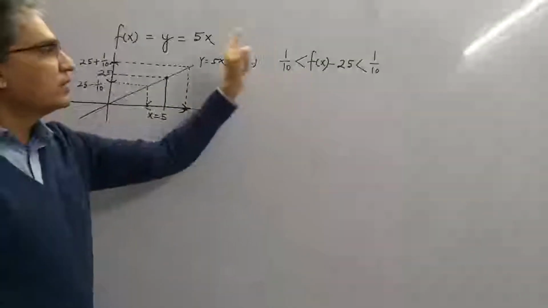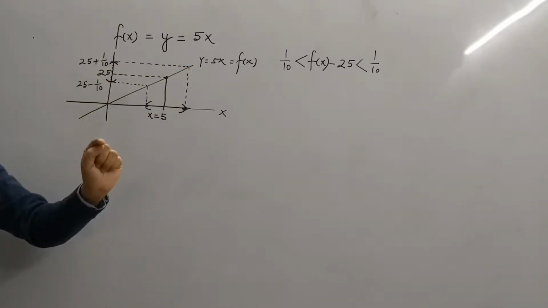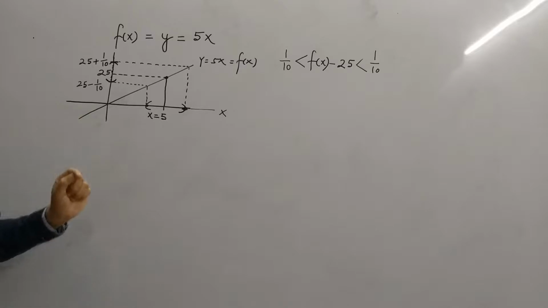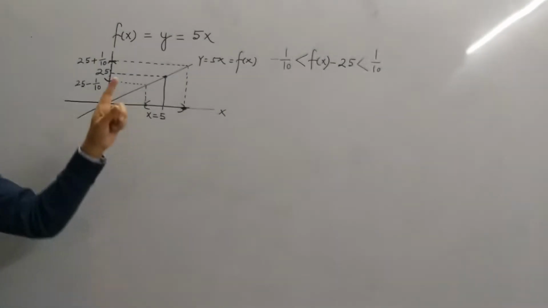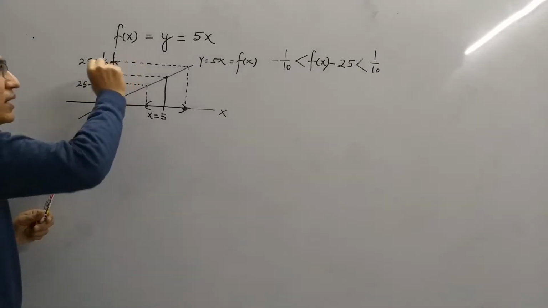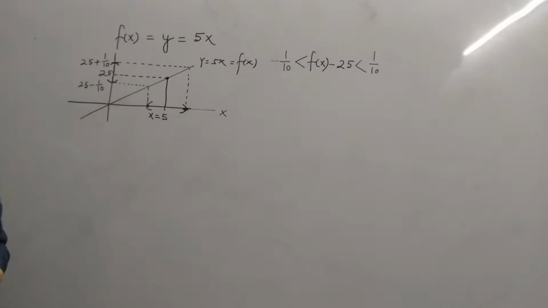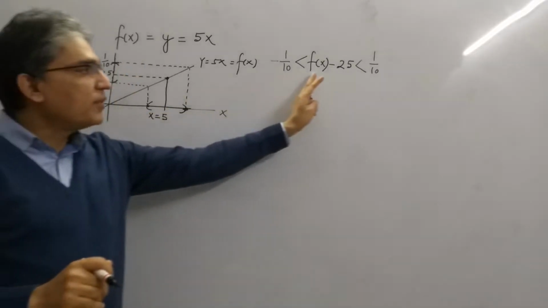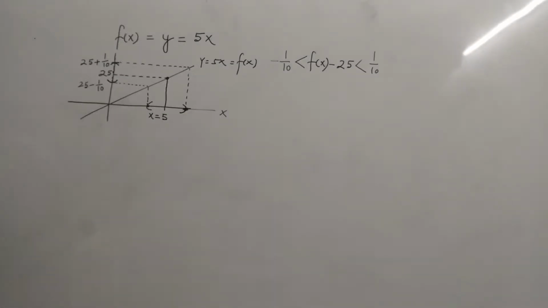This should be clear to you. This is the function. Function is 5x. At a particular value, the limit is 25. So now I make my function move away from 25 by 1 by 10 and by minus 1 by 10. So I can write like this. f(x) minus 25 should be falling between 1 by 10 and minus 1 by 10.